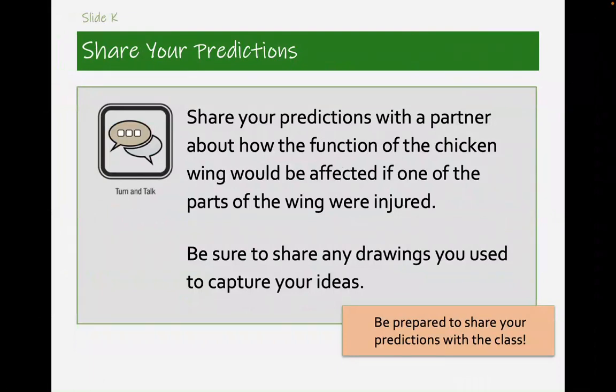So we had a couple predictions as to what might happen. So we were thinking maybe with a broken wing, the arm of the chicken, the wing of the chicken wouldn't move as it normally does. Maybe we'd see some swelling, some muscle damage might have happened. So we kind of came along with those ideas there.